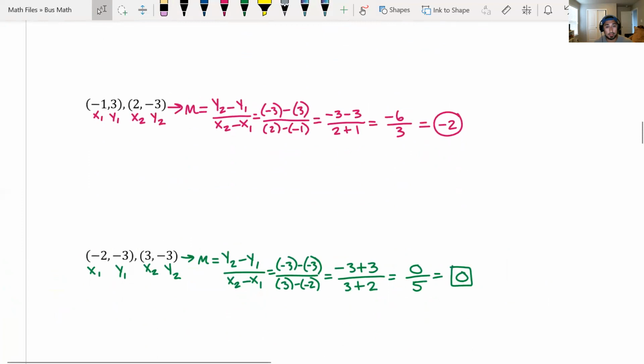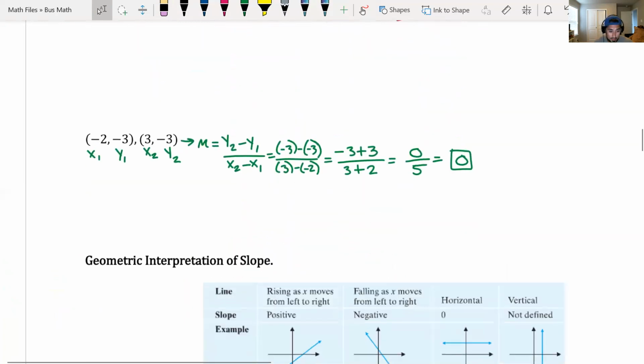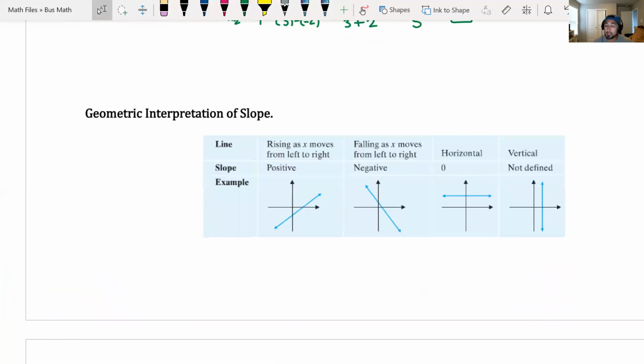All right. Perfect. All right, geometric interpretation of slope. If the line goes from left to right, from bottom left to top right, it is a positive slope. If the line goes from top left to bottom right, it is a negative slope. If your line is horizontal, you have a slope of 0. If your line is vertical, you have an undefined slope. Vertical lines have no slope.